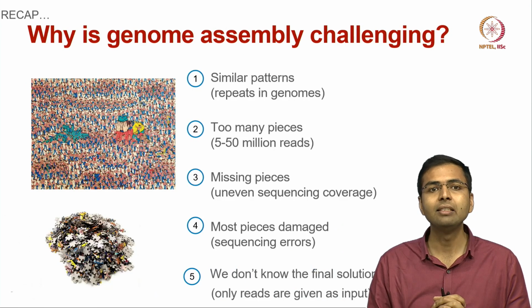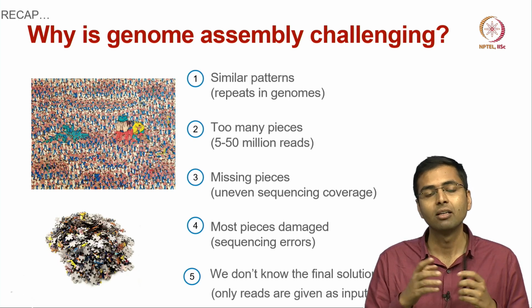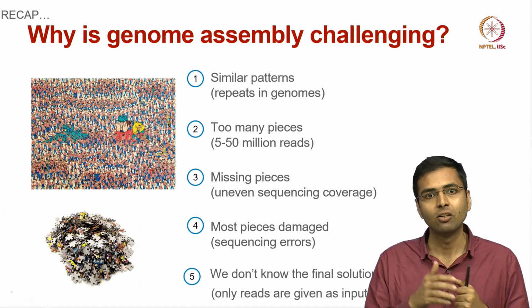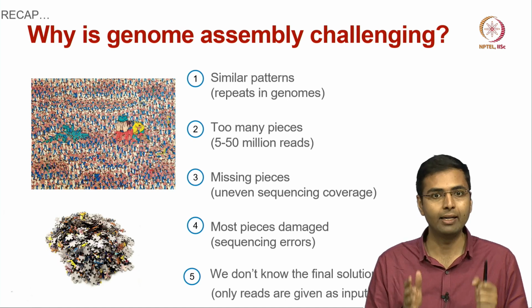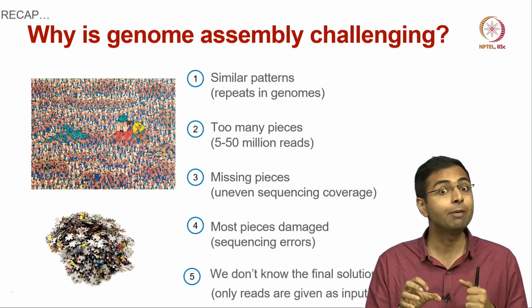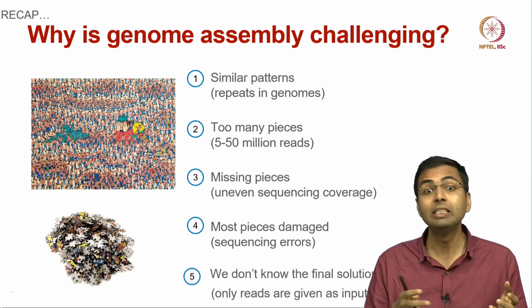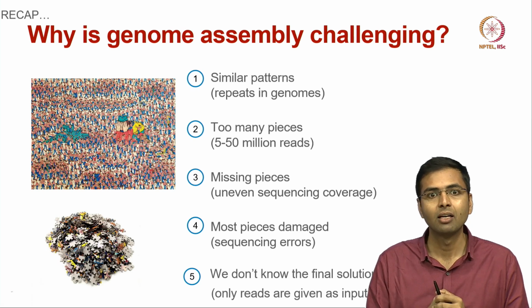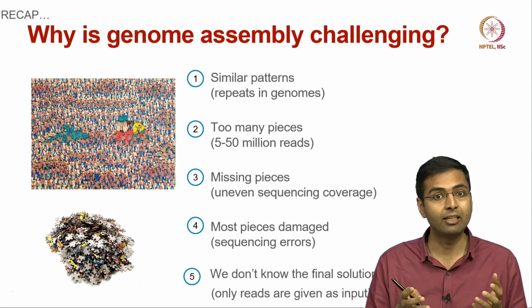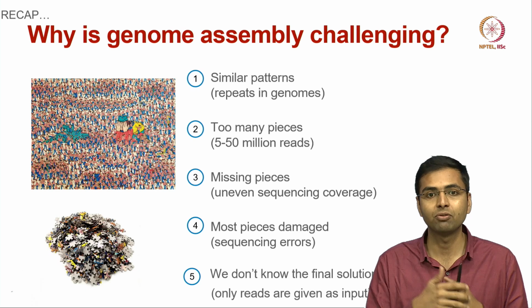We saw various challenges associated with genome assembly. So for example, we saw that in practice the challenges faced are repeats in the genomes. There are too many reads to handle. So we are working typically with large amount of data. We can have missing pieces in the data. For example, there may be regions in the genome where there is insufficient coverage. There can be sequencing errors. So in fact, many pieces you can think of them as damaged because of significant sequencing errors.